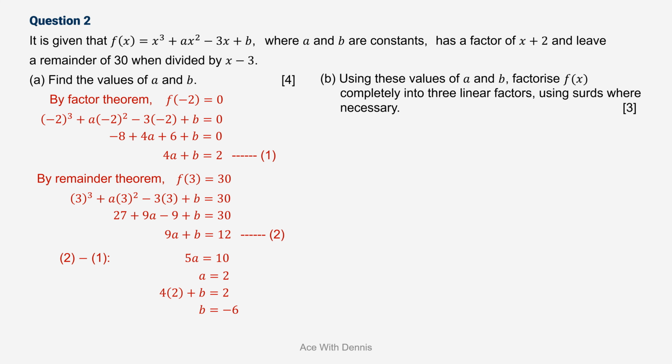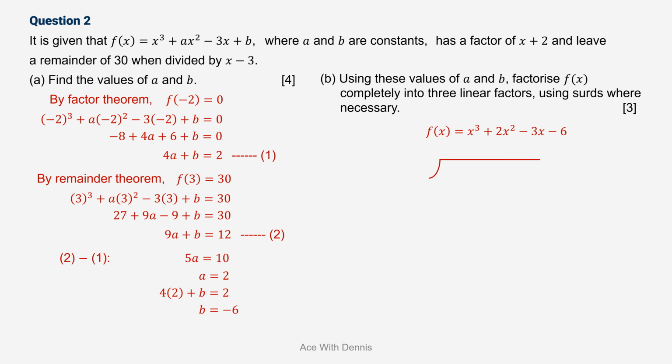B. Using these values of a and b, factorize f(x) completely into 3 linear factors, using sets where necessary. 3 marks. So now let's update the equation using the values of a and b which we have found in part A. So f(x) equals x cubed plus 2x squared minus 3x minus 6.